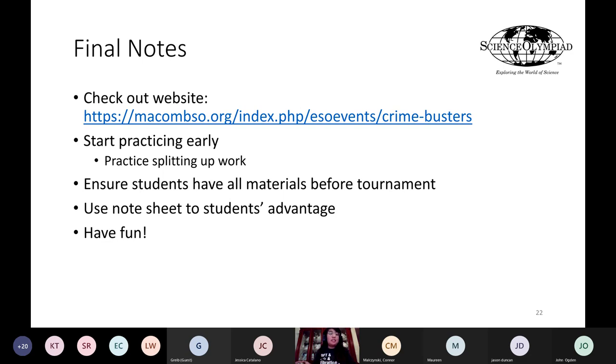part of the test. Also, ensure students have all the materials before the tournament. I'll try and have extras, but it's very good if they just come in prepared with everything they need. Use the students' note sheet to their advantage so they have the best chance of performing well, and most importantly, have fun. I've always found chemistry fun and I like sharing it with other people, so I really hope that your students find joy in doing all these different chemical, not processes, but basically doing chemistry is what I'm saying.